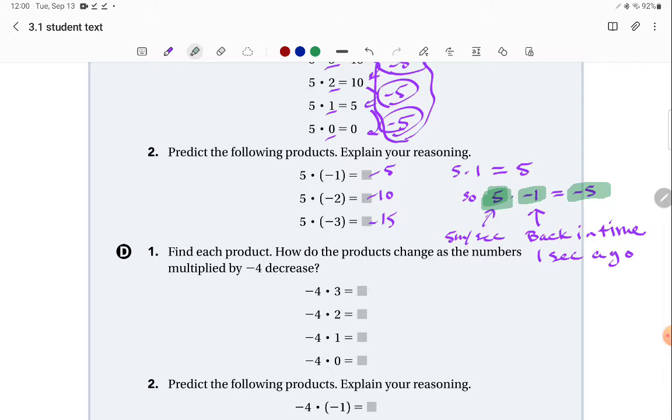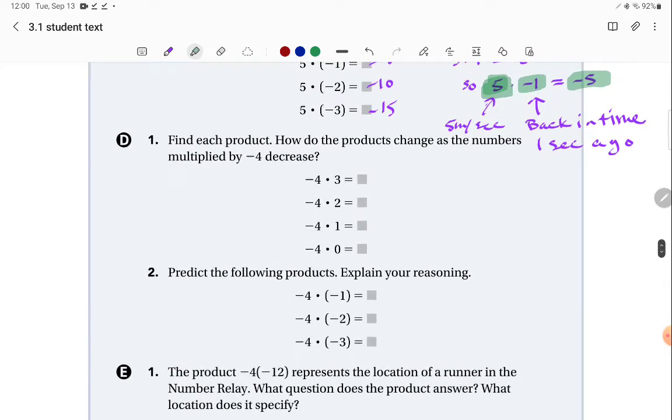All right, and then D is similar, so think about what we did above. Think about what happens when one of these is negative here. Like this, you're going -4 meters per second. Where are you at 3 seconds later, 2 seconds later, 1 second?